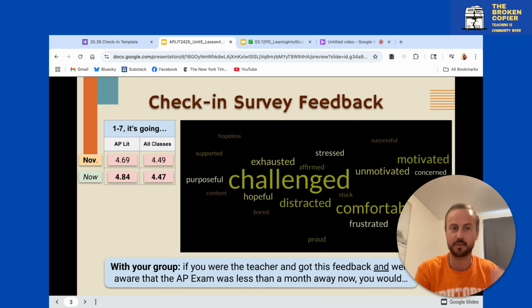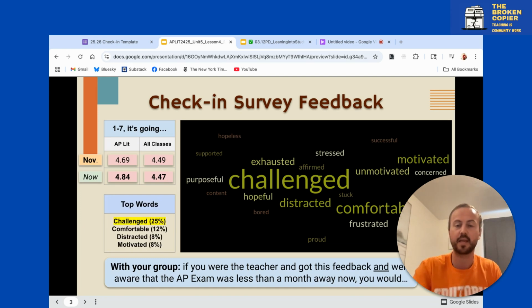So that's why I put those next to each other in terms of comparison points. I wanted them to see that it was a little bit lower than the previous one, but it was also higher than our low point the first semester. And then we talked about some words that they saw and challenged.